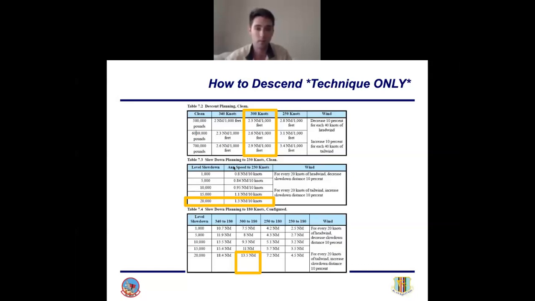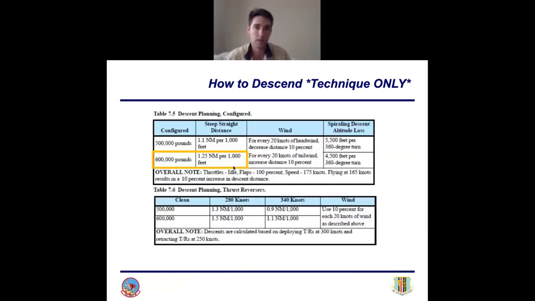And then 13.5 miles is how long it should take you to slow down from 300 to 180 at 20,000 feet, according to this table. And then lastly, how much distance will it take you to descend configured? About 1.25 nautical miles per 1,000 feet at 600,000 pounds. So again, I'm using worst case scenarios as much as I can, because this is my WAG math for if I hit this number, I'm worried about being able to make my descent into the field.